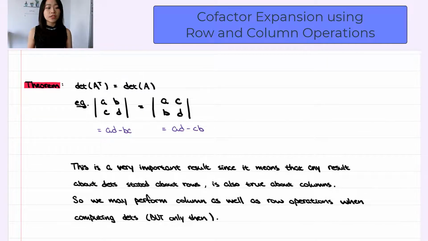And this is an important result because it says everything that we stated about rows is also true for columns. For example, in the previous video, we said when we interchange two rows, the determinant will change sign. Similarly, if we interchange two columns, its determinant will also have an opposite sign. So we can also perform column operations. We can replace a column by a scalar multiple of itself, or we can add a scalar multiple of a column to another column. But you have to be careful that we can only perform the column operations when we are computing the determinants, and never when we are solving a linear system.